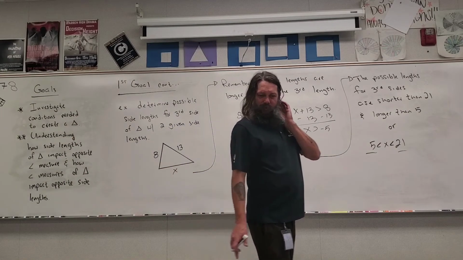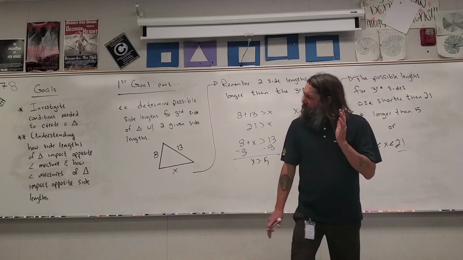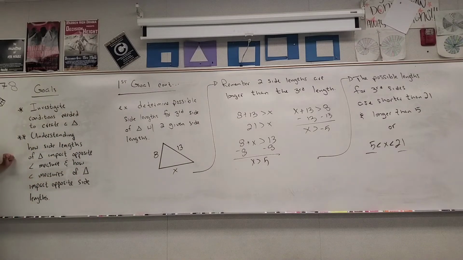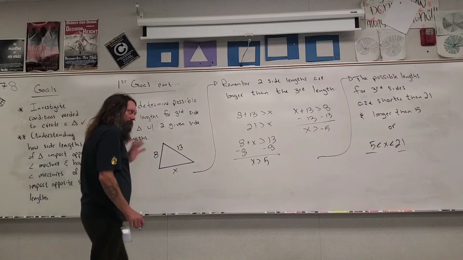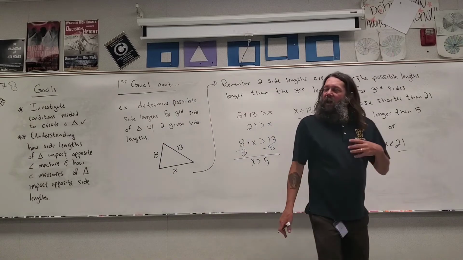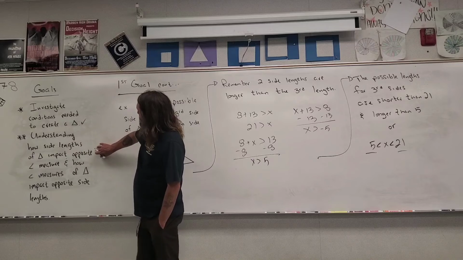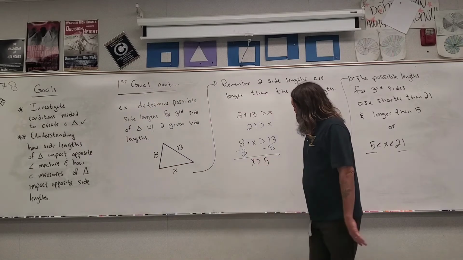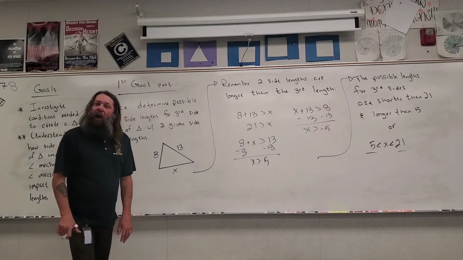And what I'm going to do is a little trig, which you don't necessarily know yet, but I want to use this example to talk about this last goal. So I'm going to check off the first goal. We know how to determine possible side lengths. And so now we're going to look at understanding how side lengths of a triangle impact opposite angle measure and vice versa. And I'm hoping that I can explain it using the example that we just did. So let me go ahead and clean all this up and I will be back.